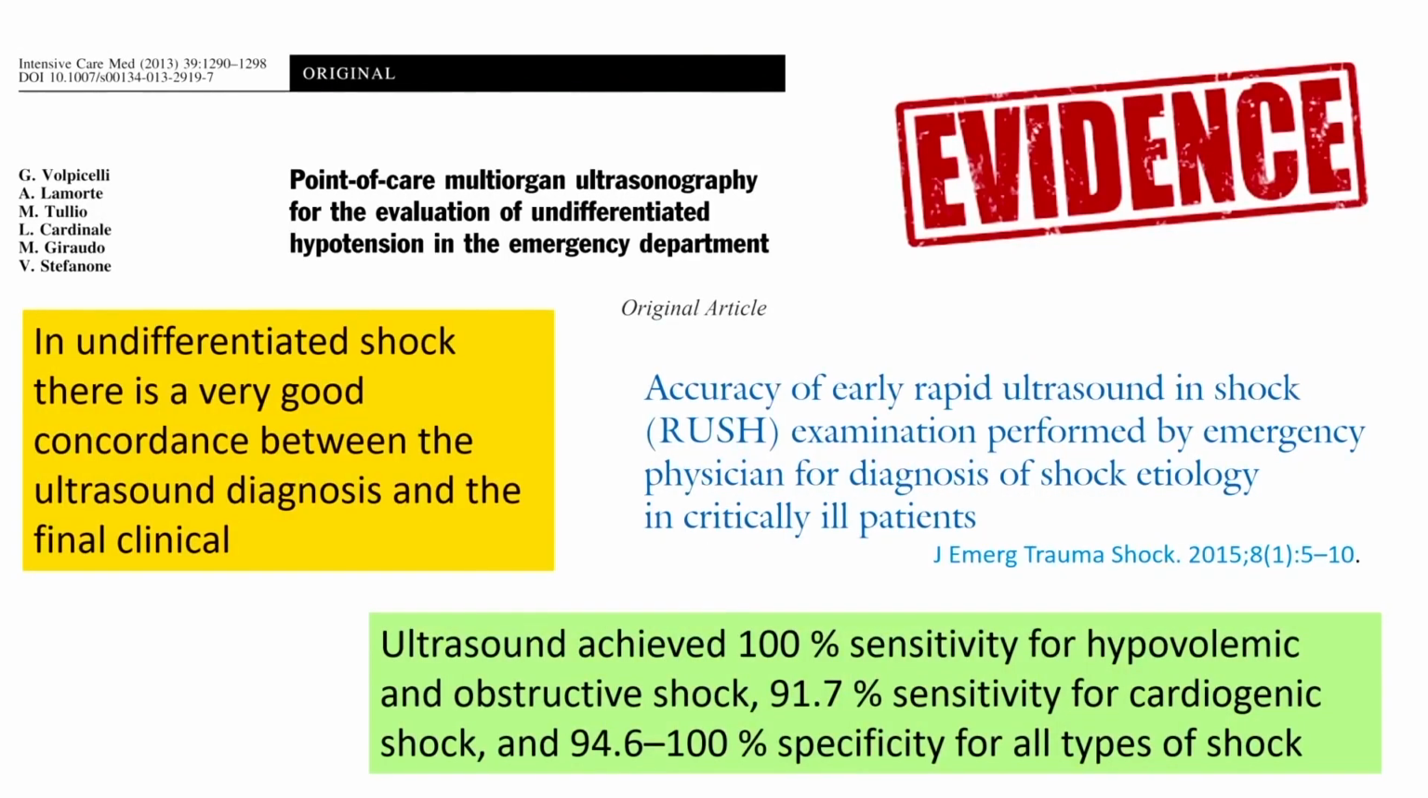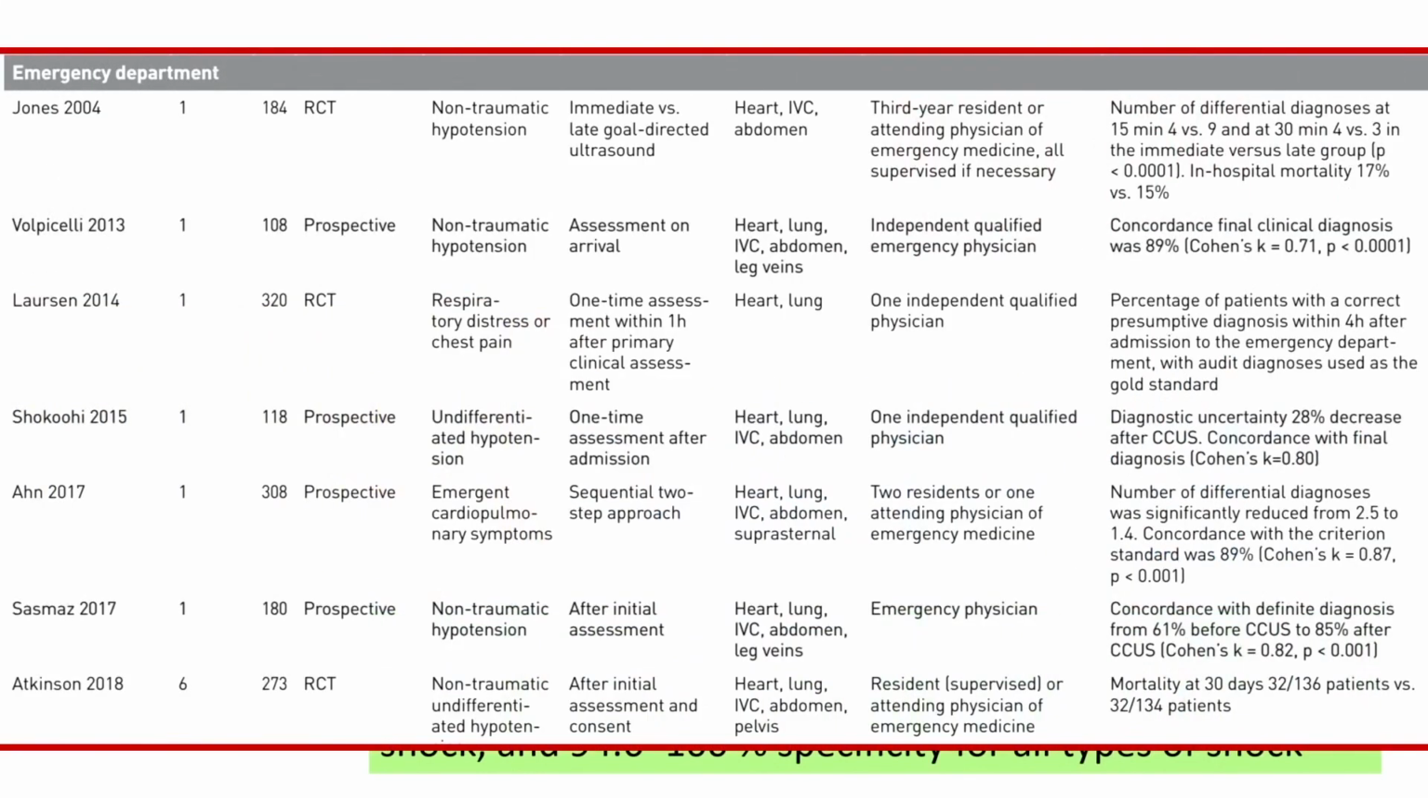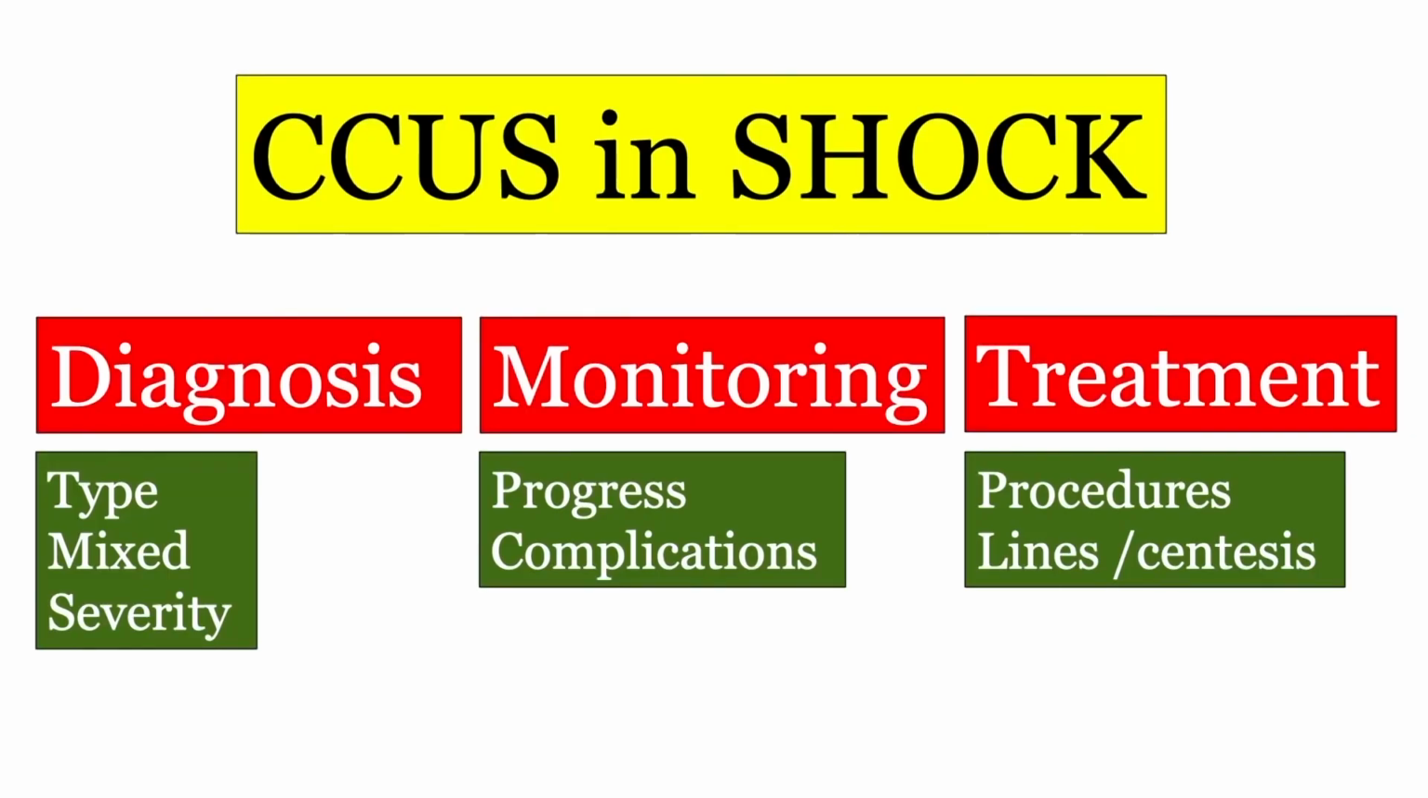There is a lot of evidence, especially in undifferentiated shock, showing very good concordance between the ultrasound findings and the final clinical diagnosis. 100% sensitivity for hypovolemic shock and obstructive shock, 91.7% for cardiogenic, and almost up to 100% for all kinds of shock. So it is a very, very useful device to have at the bedside, and there are multiple protocols. We'll talk about the RUSH protocol shortly. And this is the amount of evidence that you have.